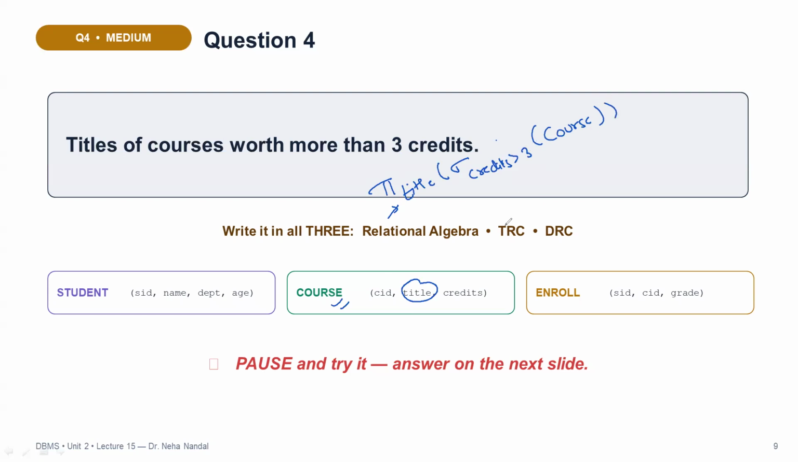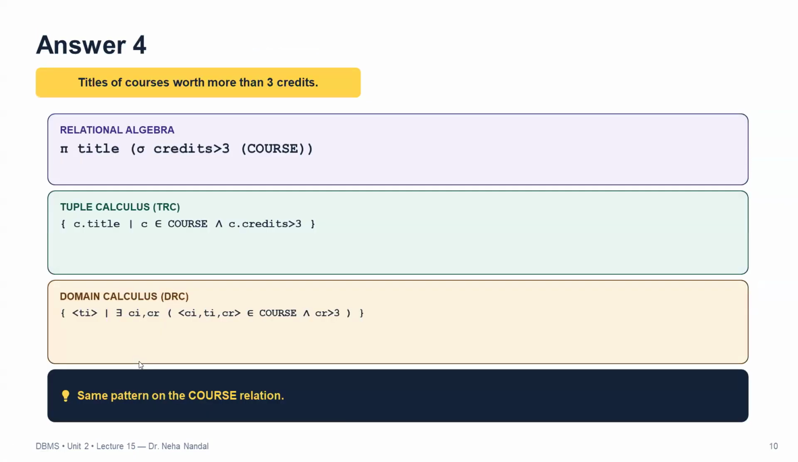In the same way, can you frame the answer for TRC and DRC? It is the same pattern. Yes. So I'm showing you the answer and you can match your answers. So we did the same thing. We want to display the title, so C dot title. And we chose C this time instead of T. That is fine. And then C belongs to course and C dot credit should be greater than 3.